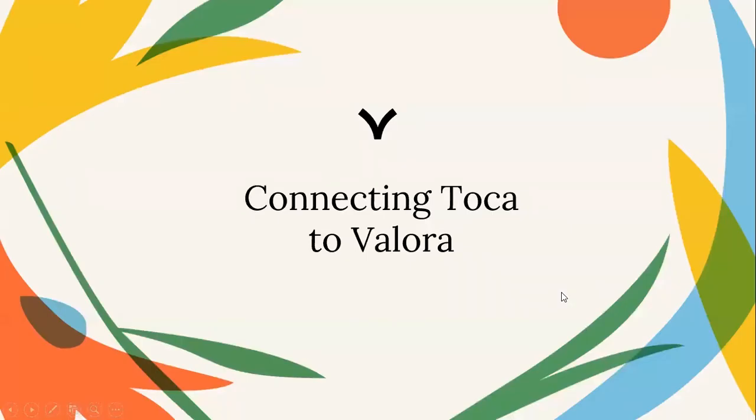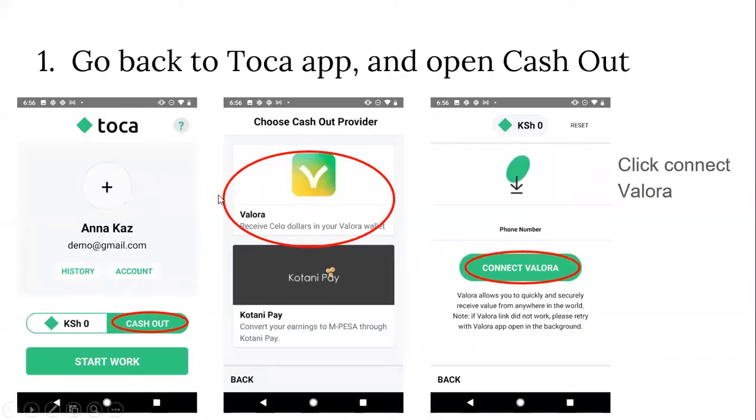The other thing, after you've earned some considerable amount, you'll need to cash out. In the process of cashing out, the first thing is transferring your funds from your Toca app to your Valora wallet. To do this, you'll click on Done if you are currently working, or you can launch your app afresh, then select Cash Out. When you select Cash Out, you'll be presented with two options.